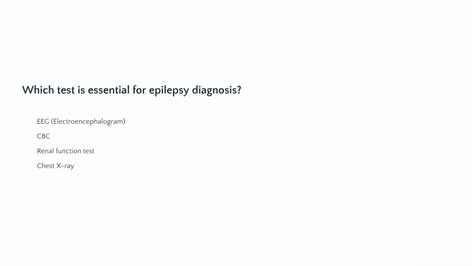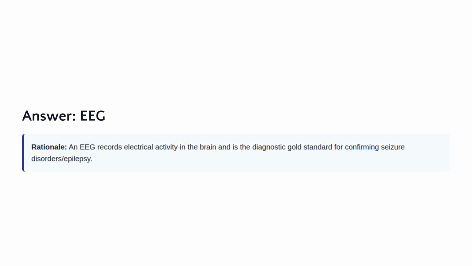Which test is essential for epilepsy diagnosis? The EEG, or electroencephalogram, is the essential test for epilepsy diagnosis, as it records the brain's electrical activity.